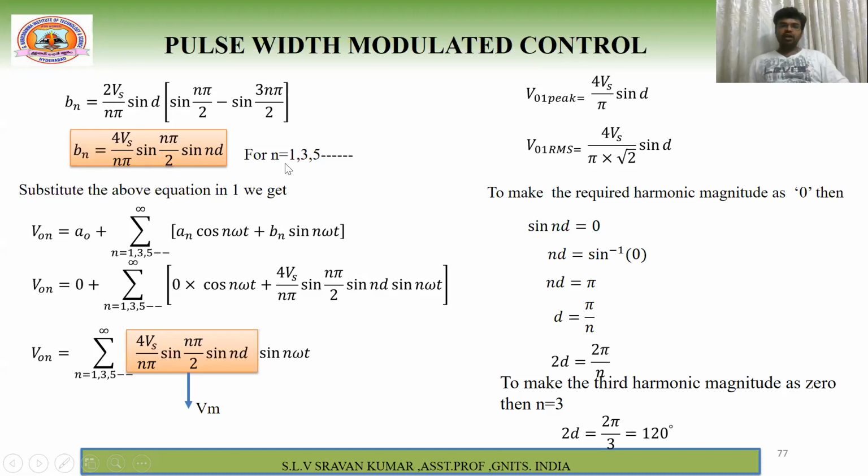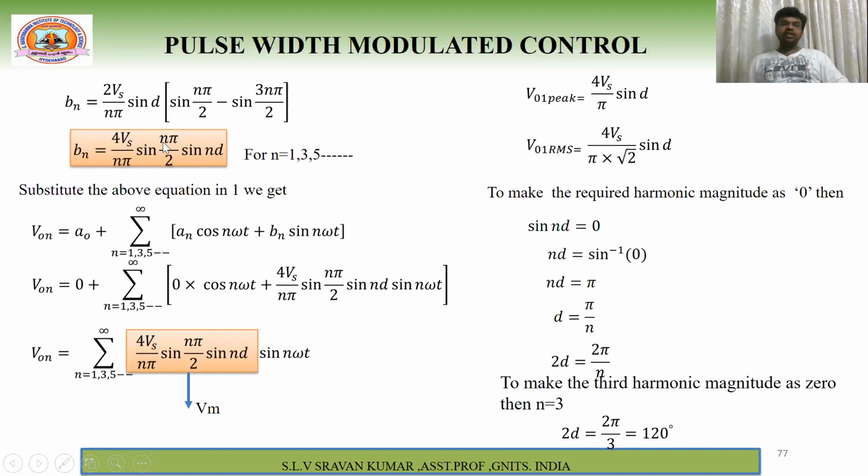But here for odd values, 4Vs by n pi, sine n pi by 2, sine nd. Let us substitute n is equal to 1. Sine pi by 2, how much? 1. Minus sine of 3 into n, n is how much? 1. Sine 3 pi by 2 value is minus 1. Minus of minus plus. So 1 plus 1 is 2. 2 multiplied by 2 here, 4. 4Vs by n pi, sine n pi by 2, sine nd.